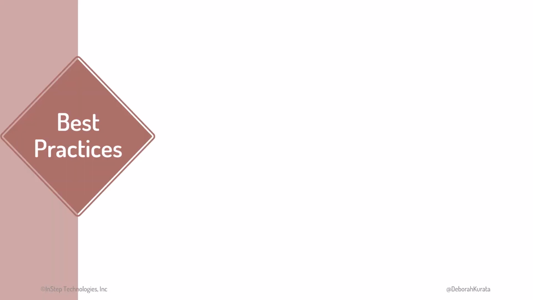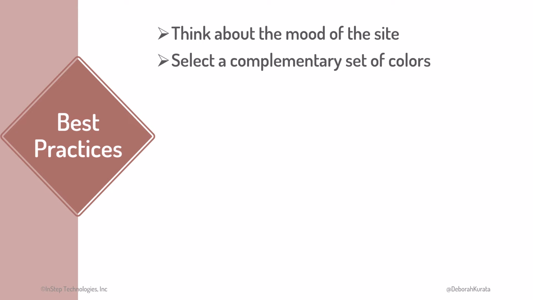When selecting colors for websites, here are some best practices. Think about the mood and theme of the website. Define a complementary set of colors that reflect that mood. Light, earthy colors like greens and blues for calm. Brighter colors like red and orange for energy. Darker colors like black for drama. And whites and creams for simplicity.